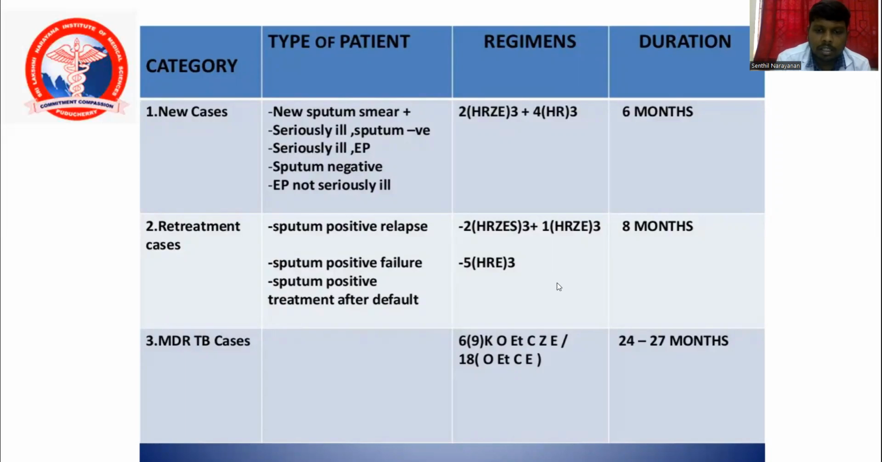So for multi-drug resistant TB cases, drugs such as cycloserine, ethionamide, kanamycin and ofloxacin, and all those drugs are given to these patients. The duration of treatment is 24 to 27 months.